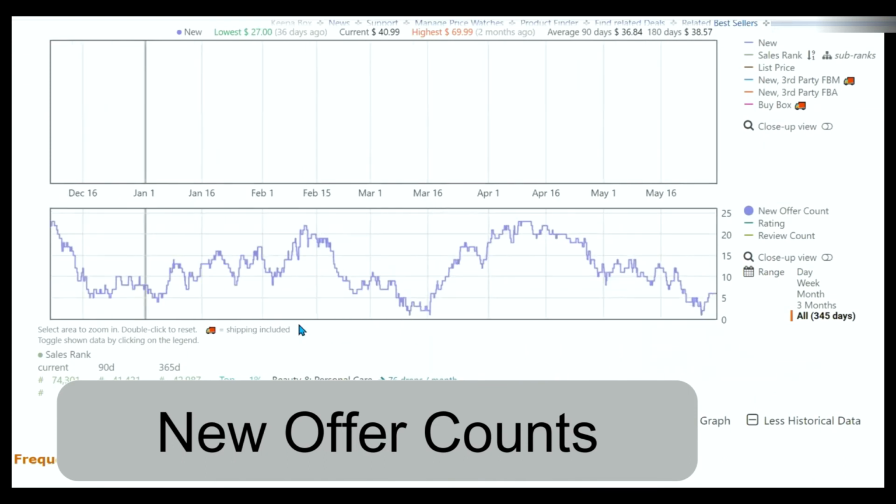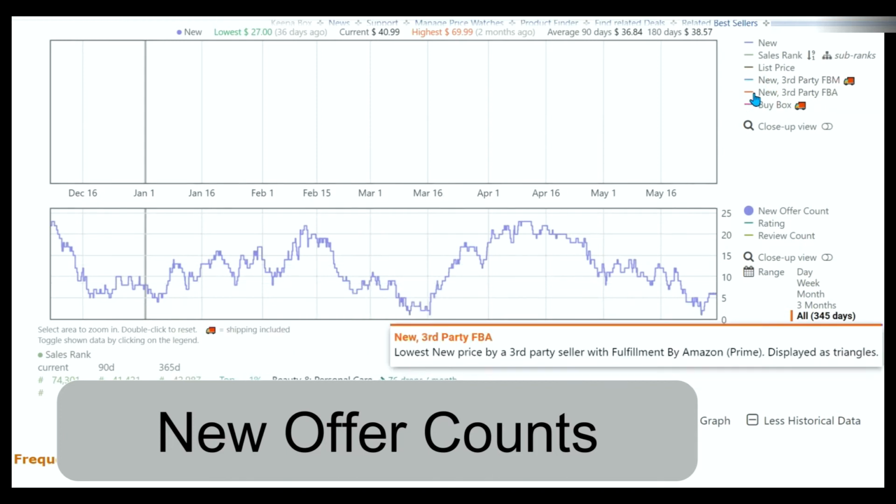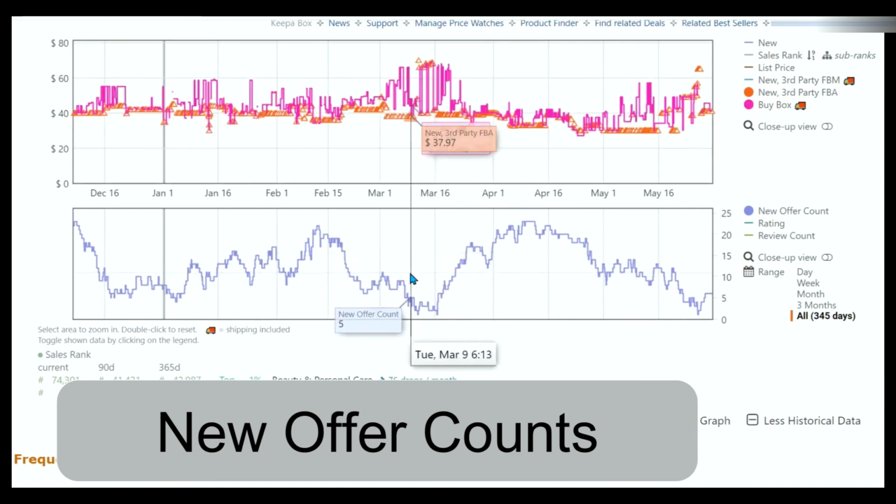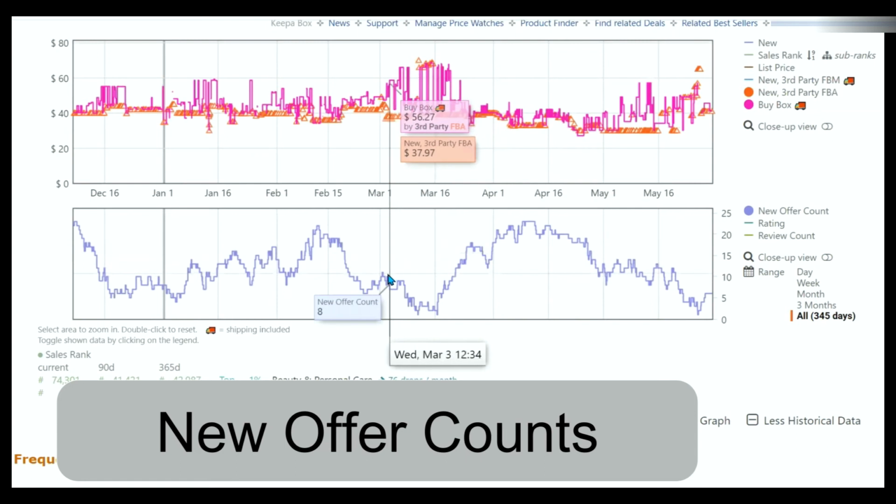So on March 1st, you will see there's 9 new offer counts. It means that there were 9 sellers on this product. If you look at it with 9 sellers, it was selling at around $44 to $48. Third-party FBA was $44.66. Buy box was $47.99.